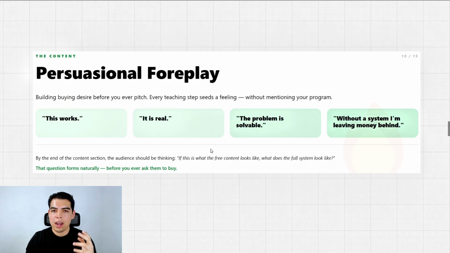You're not pitching, you're not referencing your program, but by the end of the content section, the audience should be leaning forward. They should be thinking, if this is what the free content looks like, what does the full system and implementation look like? The question should be forming in their mind naturally before you ever ask them to buy.